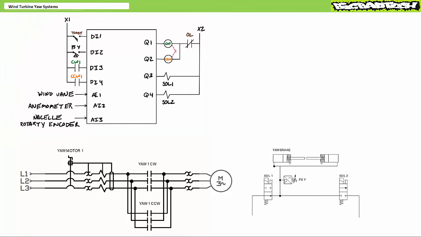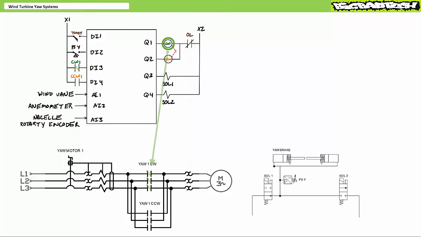As previously, let's concern ourselves with just the pilot level devices necessary to control yaw motor 1. Yaw motors 2, 3, and 4, and for that matter 5, 6, 7, and 8 would essentially be repeats of this same setup. The most essential outputs of interest for yaw motor 1 are the coils for the clockwise and counterclockwise contactors, outputs Q1 and Q2. These coils are in series with the normally closed overload contact associated with yaw motor 1.